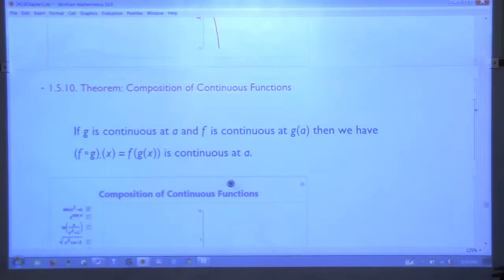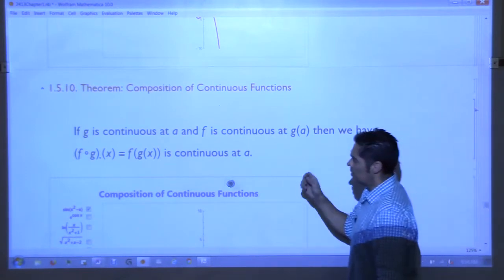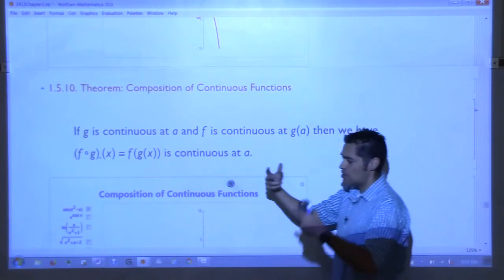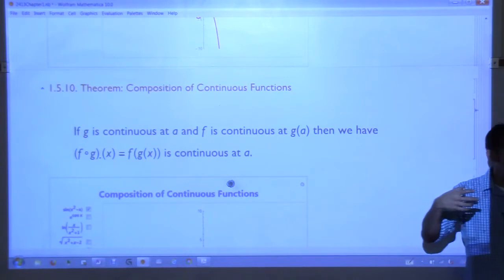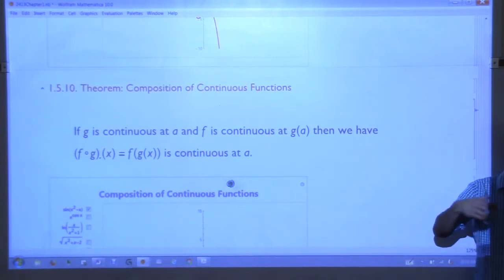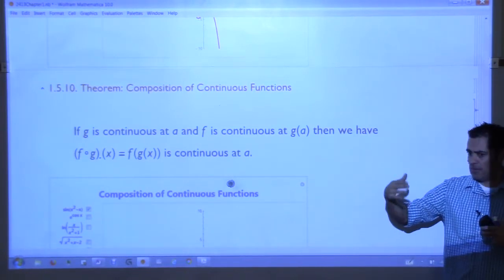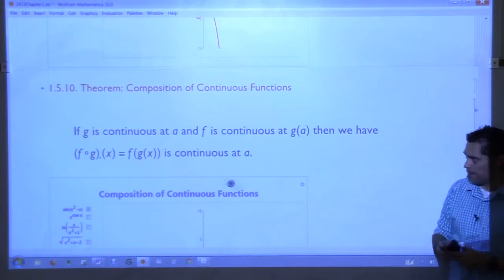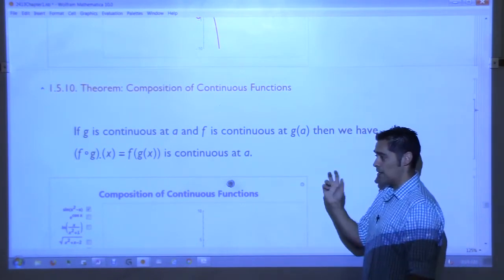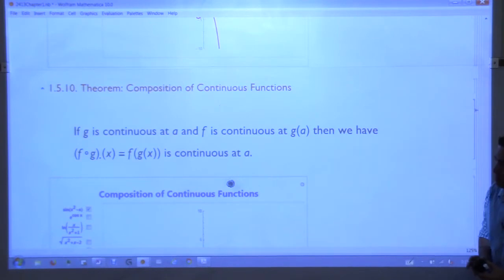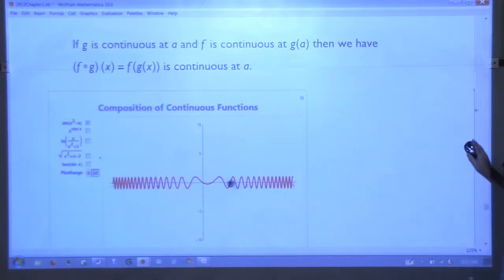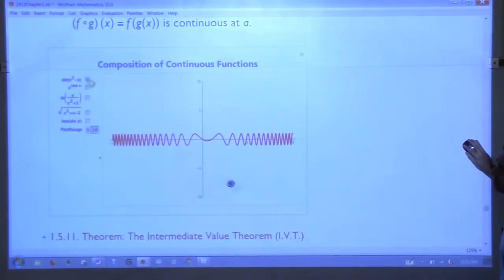I didn't get to talk about composition of functions, which says that if you have 2 functions that are continuous and you do functional composition, that's f of g of x or g of f of x, this is a college algebra thing, you will still remain continuous if you compose 2 functions. So I have some examples here to look at. The first one, I don't know if you can see that. Let me make this a little bigger for you.